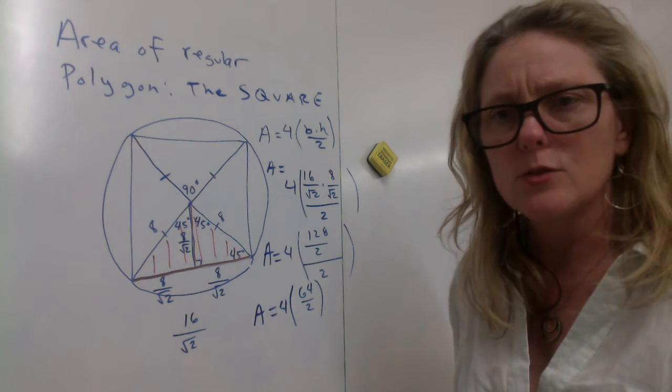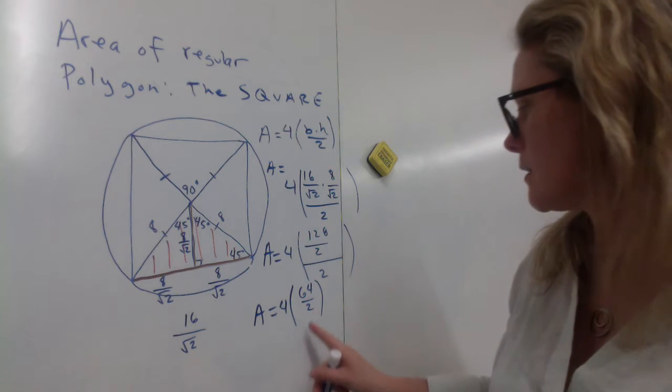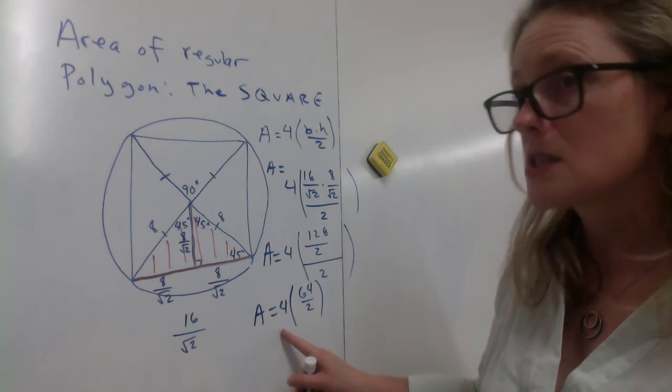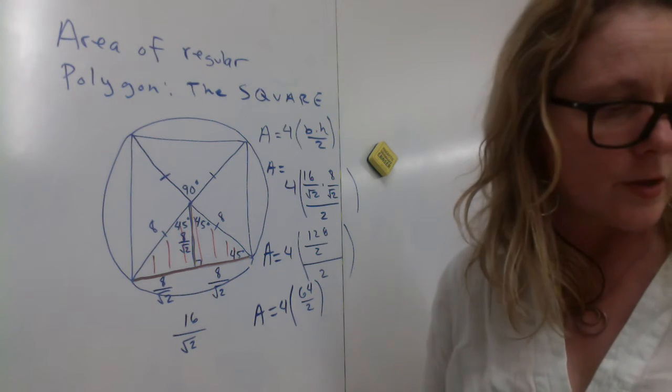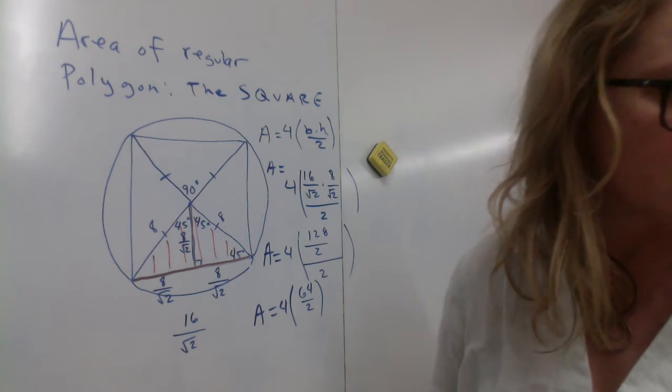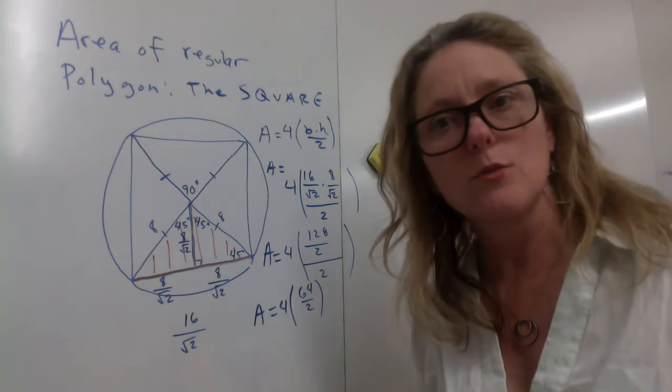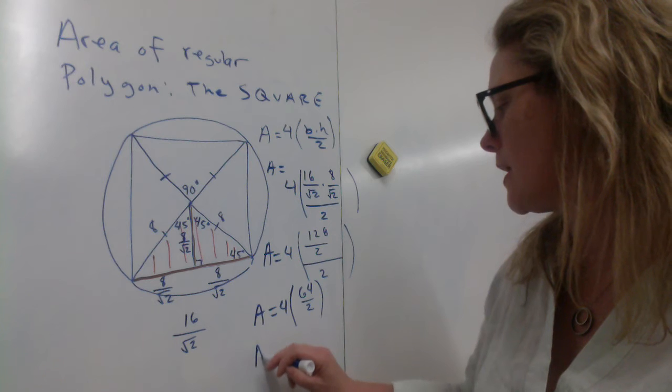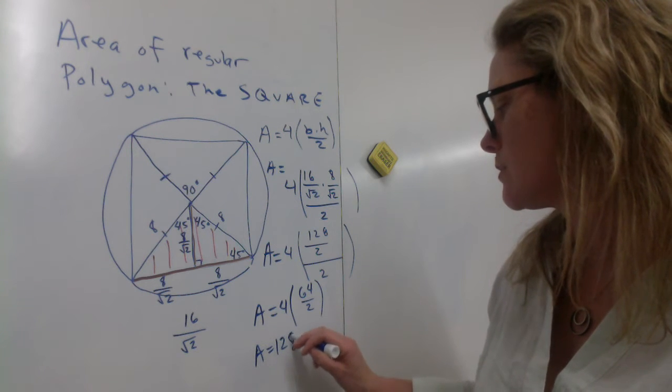64 divided by 2. What is it? That's 32, right? So I've got 32 times 4. 32 times 4 is back to 128. Yes, so my area is 128.